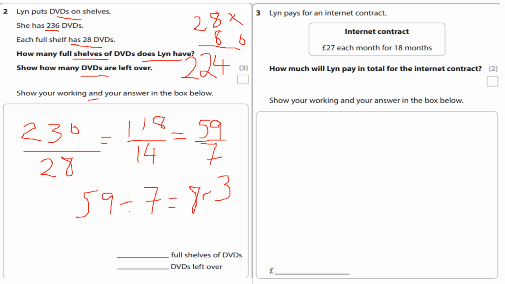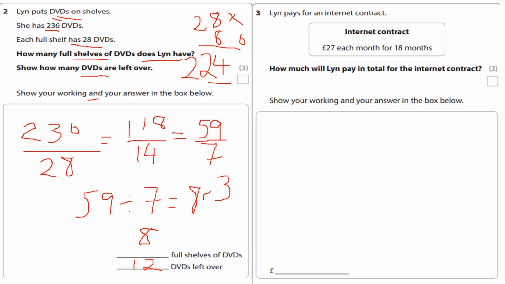So I'm going to have 8 full shelves in this context. And then the remainder is going to be 12, because from 224 to 236, I'm going to add 12 to go from 24 to 36. For that one, by comparing place values.